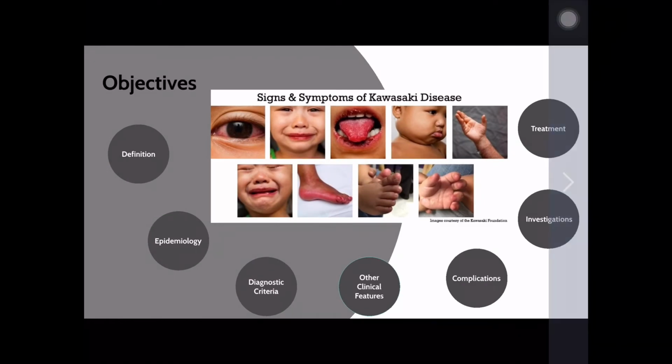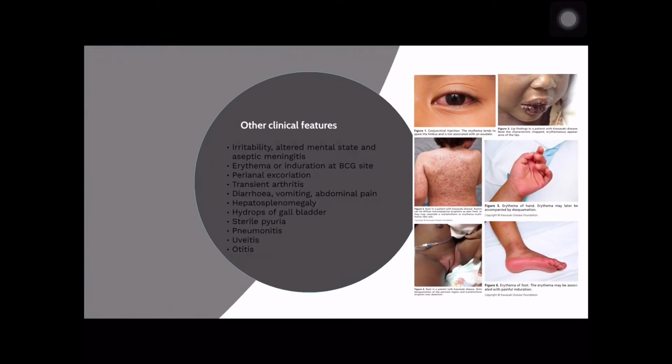Moreover, Kawasaki disease is usually associated with other clinical features, including CNS involvement such as irritability, altered mental state, and aseptic meningitis, as well as erythema or induration at the BCG site, perianal excoriation, transient arthritis, diarrhea, vomiting, abdominal pain, hepatosplenomegaly, hydrops of the gallbladder, sterile pyuria, pneumonitis, uveitis, and otitis.